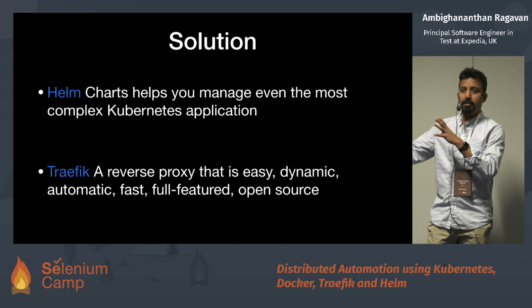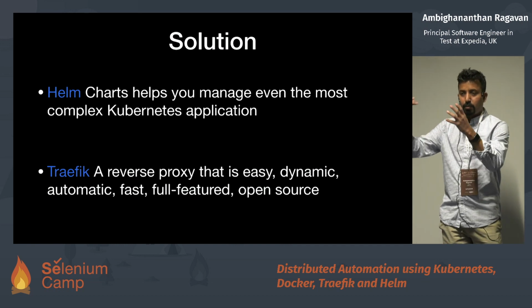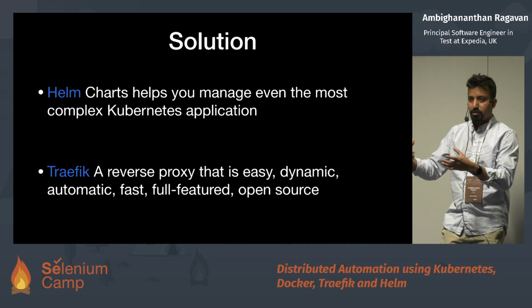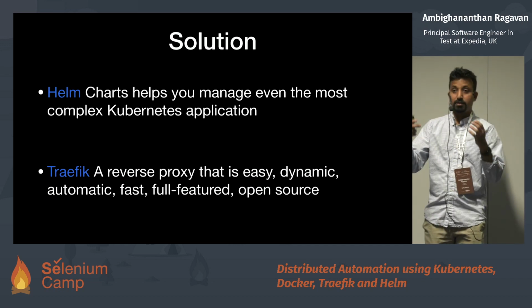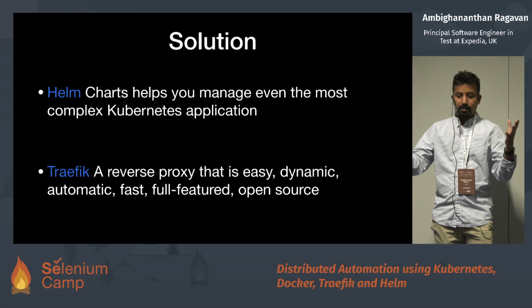A Helm chart is basically like a YAML file where you can specify how much resources your pod should use and so on, just as in a file.